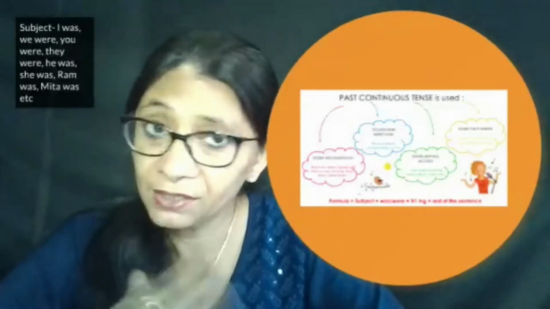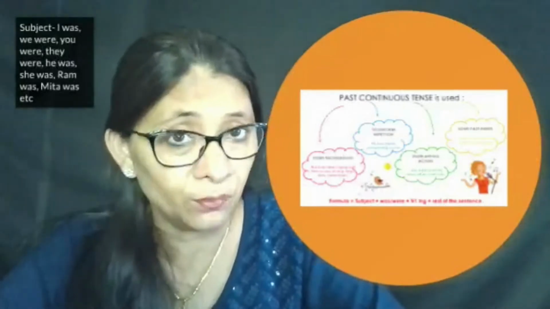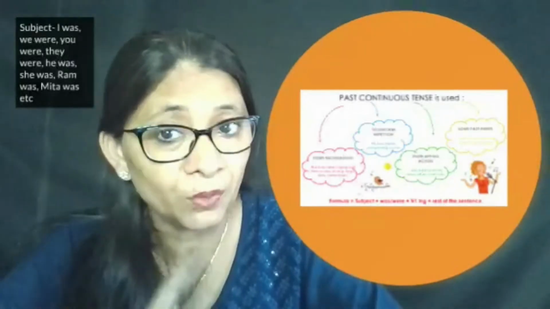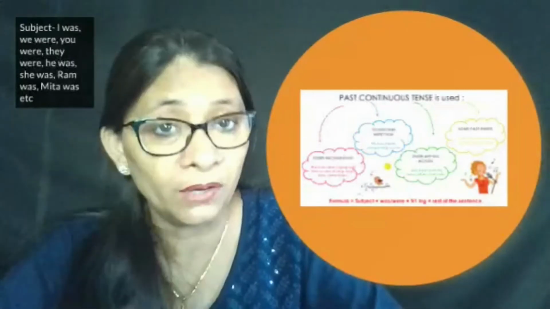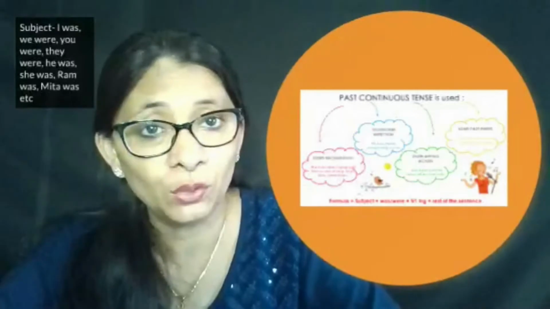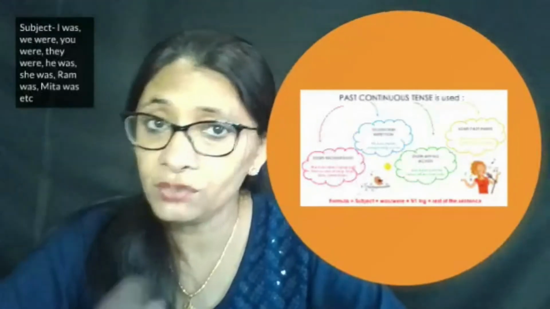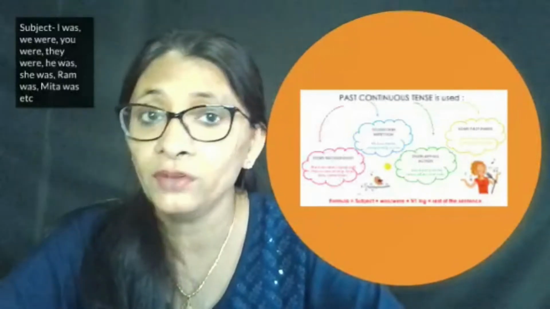First person I, and third person, all of them we use was. Where is used by first person we were, then you were, with second person also were is used, then they were, they is plural, so were is used. So it will be either was or were in past continuous.